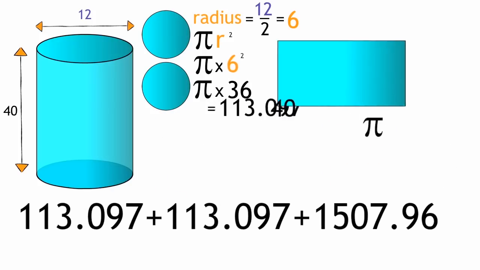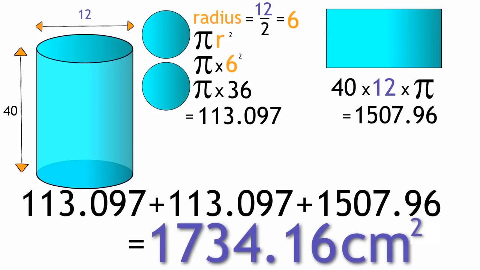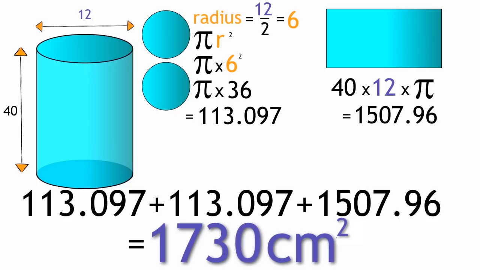So we add those all together, 1734.16 centimetres squared. Now it's probably a good idea to round that to three significant figures, it's three important numbers, so that would be 1730 centimetres squared.